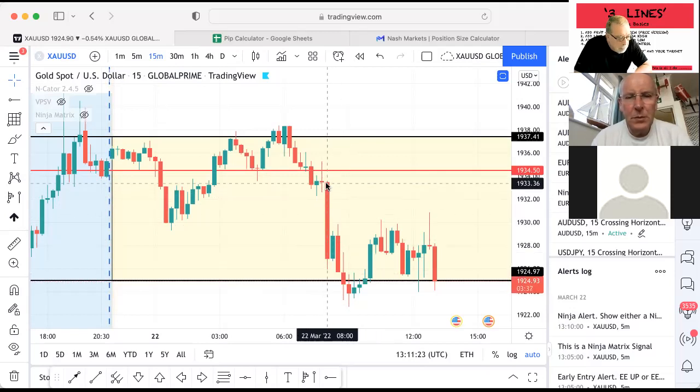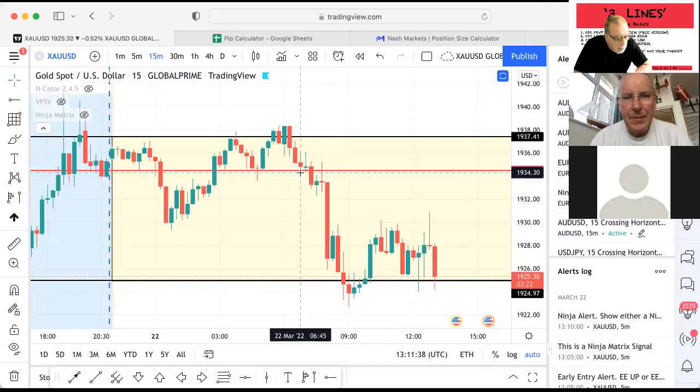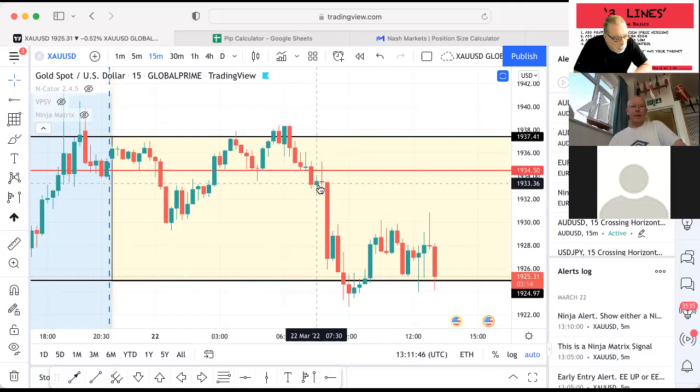So that would have been, in my eyes, a valid trade away from the point of control, away from the target, but only once you got this candle opening well away from the target. So what I'm saying is there's always a potential for price to come through the point of control and have a little bit of a fake out back in that direction and then continue on its journey.